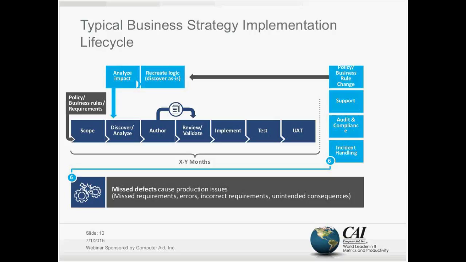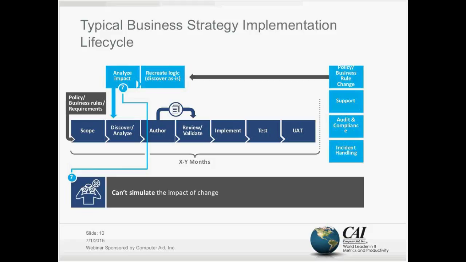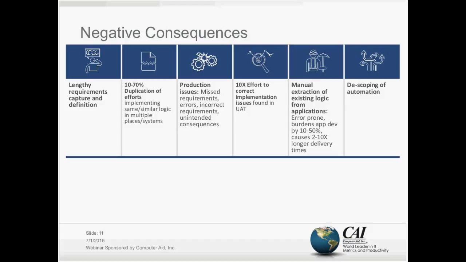One of the problems is that when we are required to implement change, we can't simulate the impact of change. That results frequently in de-scoping of requirements due to the magnitude of effort to automate or to actually transform existing code. What are the negative consequences of this state of affairs? Firstly, lengthy requirements capture, a very high percentage of duplication of effort, because you're implementing some logic in one place, you're probably implementing that similar logic in another place within the organization, and so there's that duplication of effort. Sometimes it's almost impossible to determine how much duplication of effort. Production issues or operational issues, missed requirements, errors, incorrect requirements, unintended consequences.